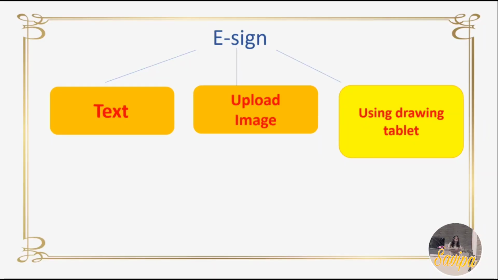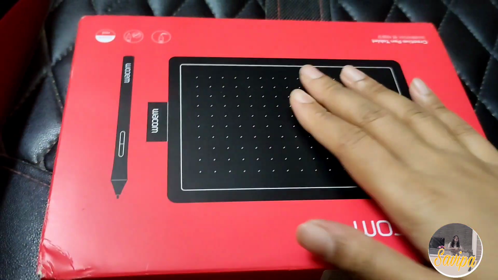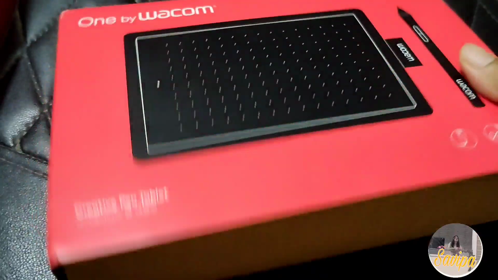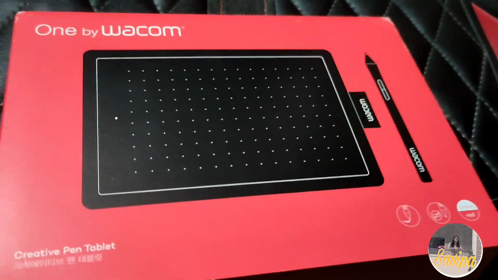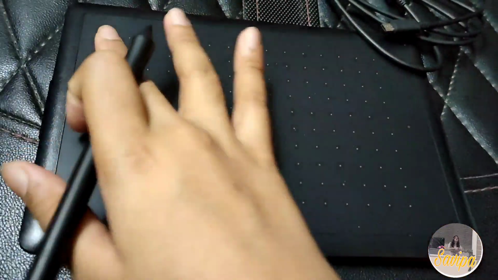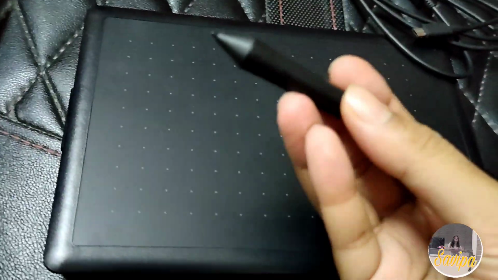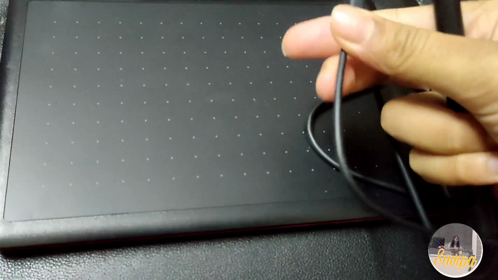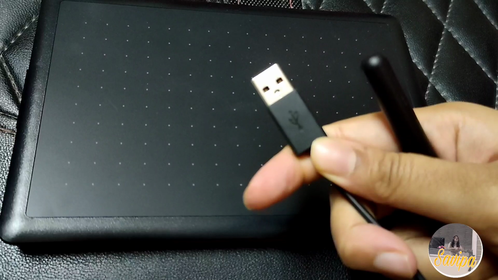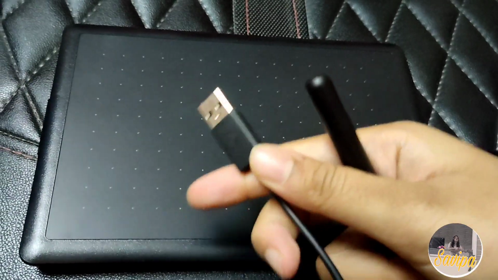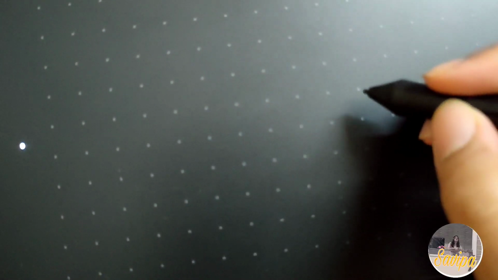Now the third way of e-sign is using a drawing tablet or graphic tablet. I have a Wacom graphic tablet with which I'm going to sign now. Here comes the stylus pen with which I sign, and this is the screen space of your monitor where you have to sign. To connect it to your laptop, just use the USB cable: connect one end to your system, the laptop, and the other end to the tablet.